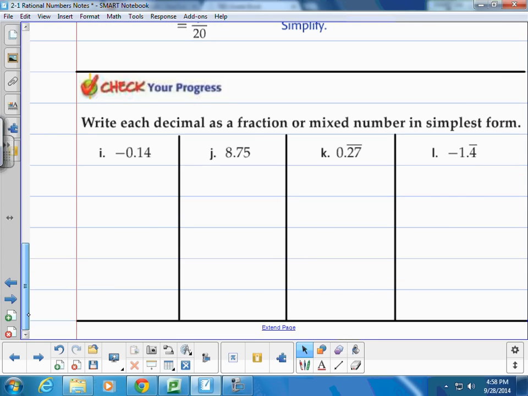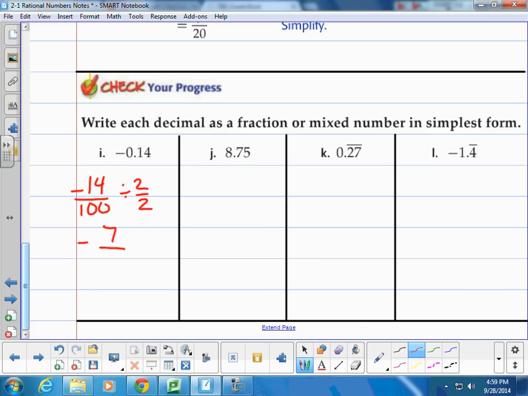A lot of vocab, remember. So when you give these few a try, you can just write them like you read them. So this first one I read as negative 14 hundredths. So I write negative 14 over 100. I see that they're both even, so I know that they have a common factor of 2. 2 goes into 14 7 times, and it goes into 100 50 times. So this is the simplified negative 14 hundredths. 8's a whole number, so I know that's on the outside.